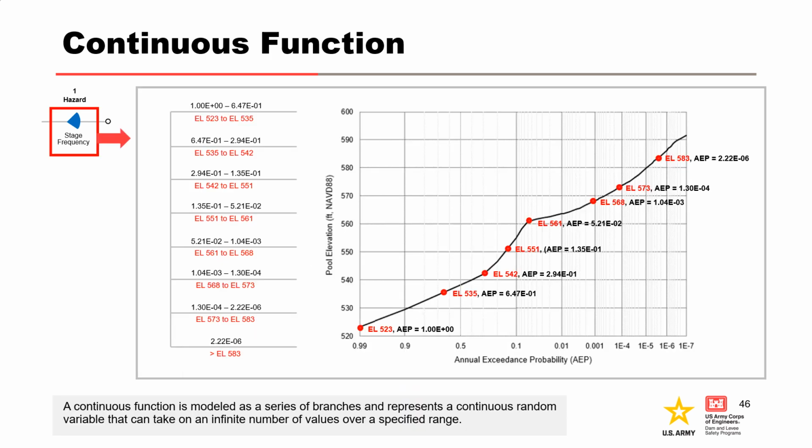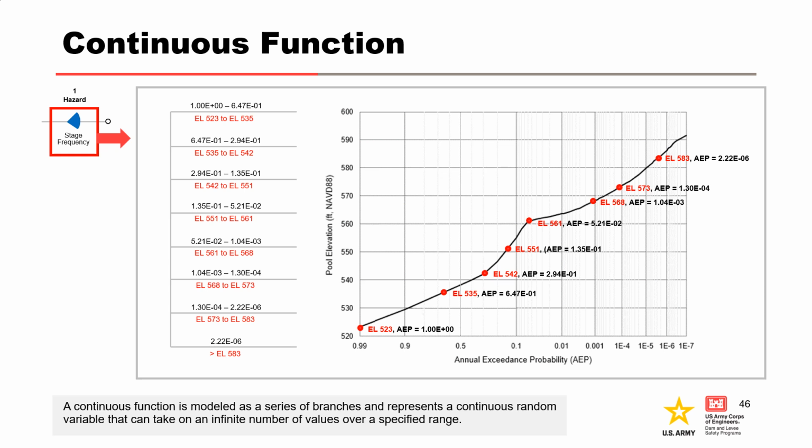The first level in the example project event tree represents a continuous function. Continuous functions are denoted by a fan symbol and represent continuous random variables that can take on an infinite number of values over a specified range. In practice, we represent continuous functions using a series of branches, like the one shown in the box to the right. How many branches you need will depend on the project conditions, the potential failure modes you are evaluating, and how precise an estimate you need.